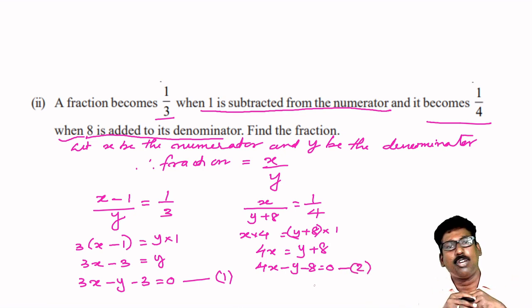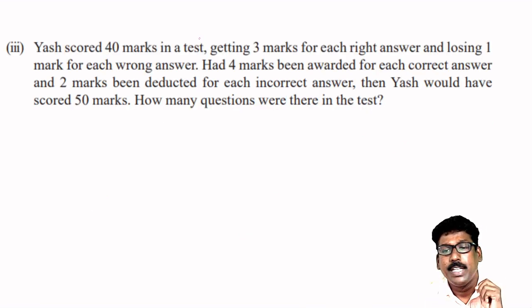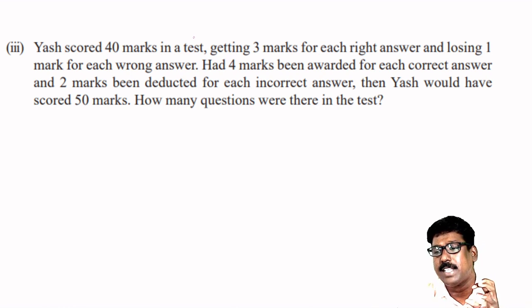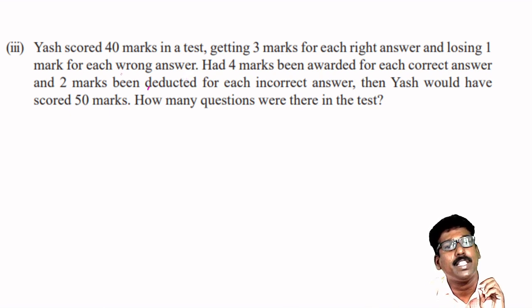Now you can find it by the cross multiplication method, very easy. So do it yourself. Here is the next question. Yash scored 40 marks in a test, getting 3 marks for each right answer and losing 1 mark for each wrong answer. Had 4 marks been awarded for each correct answer and 2 marks been deducted for each incorrect answer, then Yash would have scored 50 marks. How many questions were there in the test?